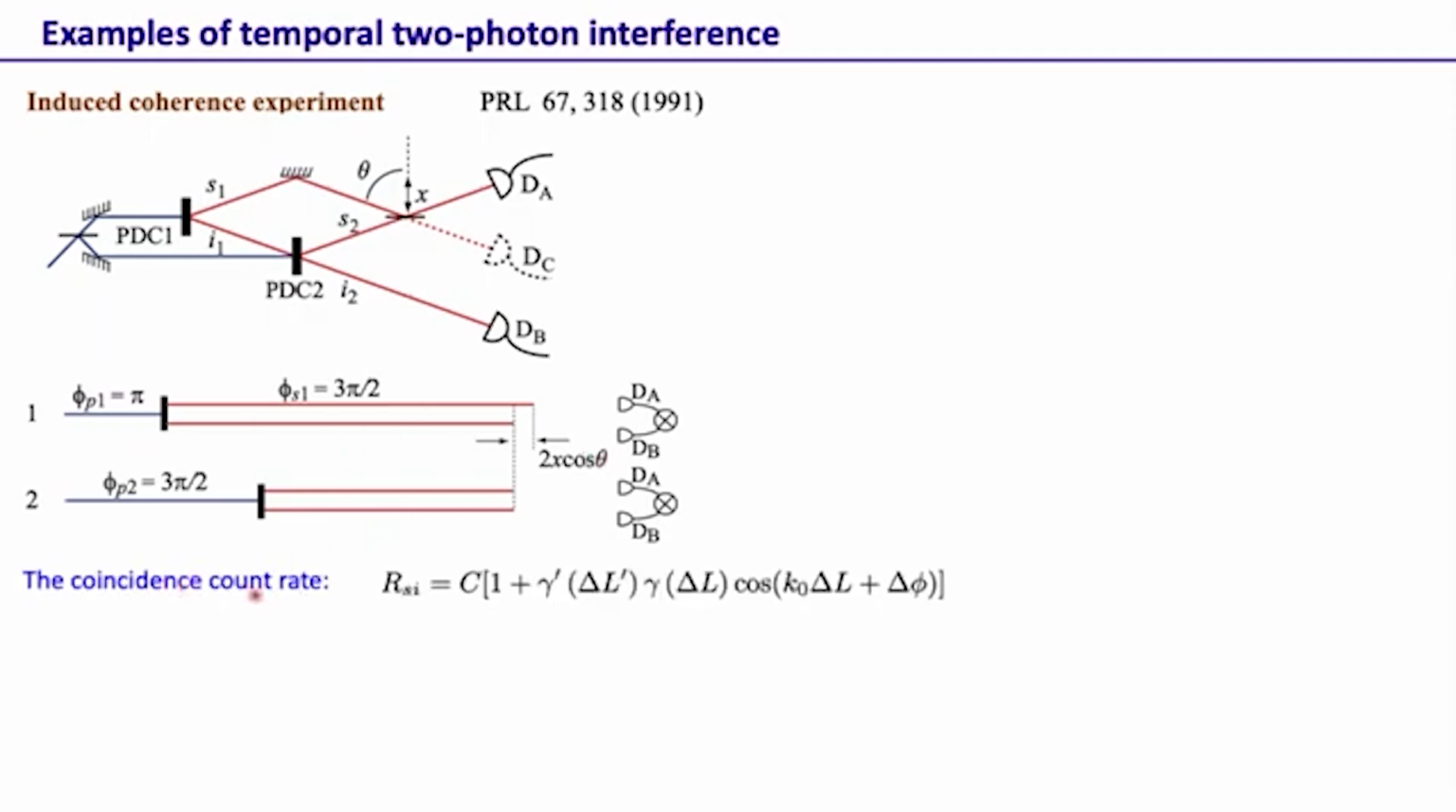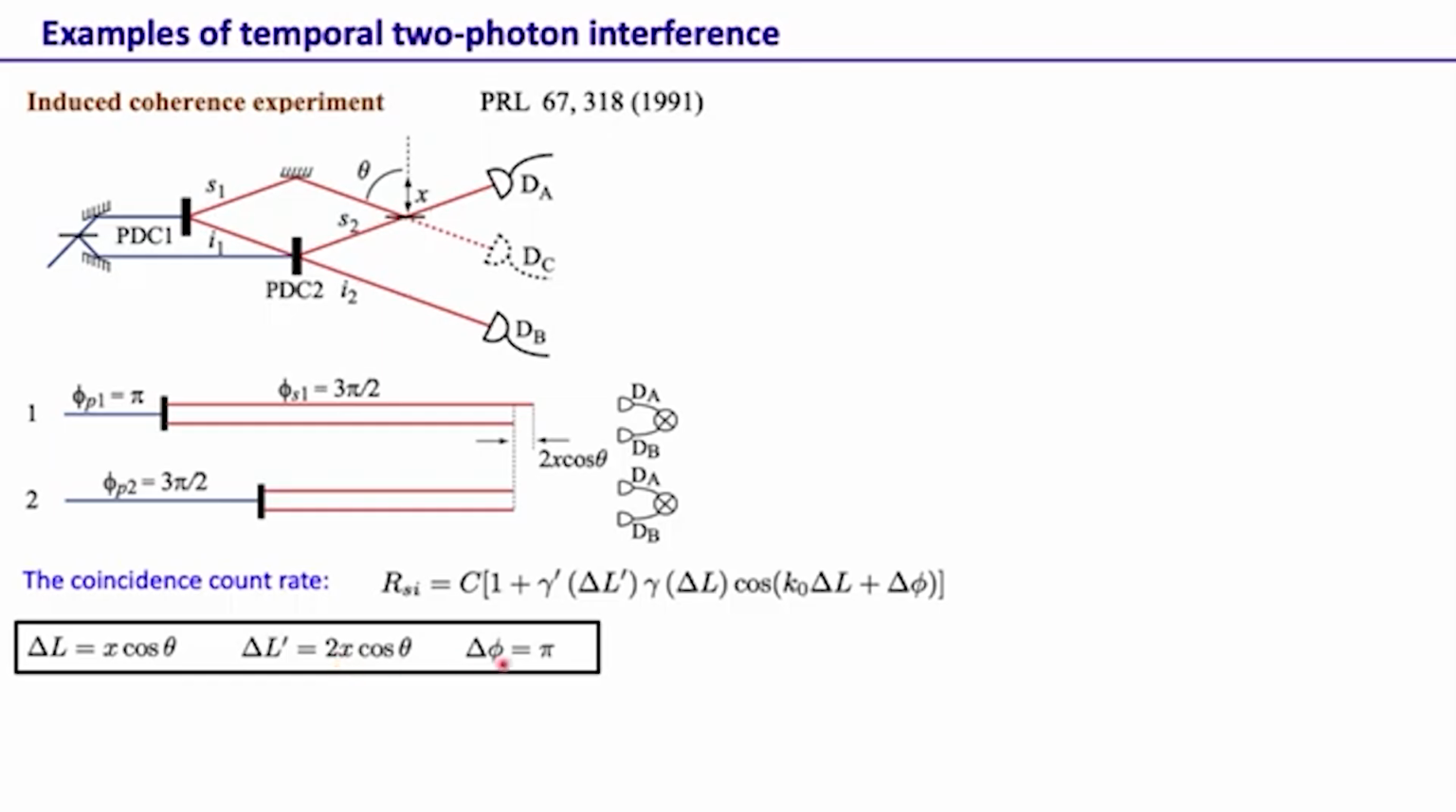And then it's easy to, this is our coincidence count rate, and in this case we can actually show the delta L in this case is x cosine theta, delta L prime is twice x cosine theta, delta phi is pi. So in all these two-photon interference experiments, one simply needs to calculate delta L prime and delta phi, put in here, and that is the effect one would see. So that's what we have over here, and if we just calculate RAB, where A and B are the two detectors, that's 1 minus gamma prime twice x cosine theta, gamma x cosine theta, and cosine k naught x cosine theta.